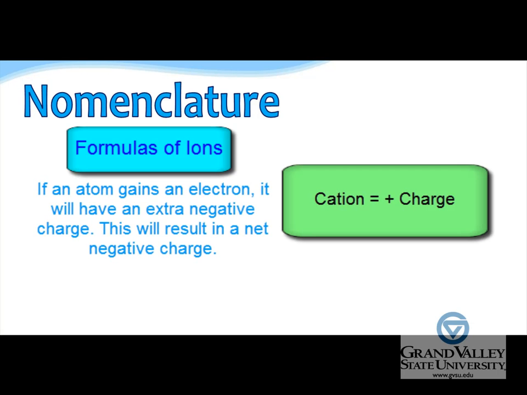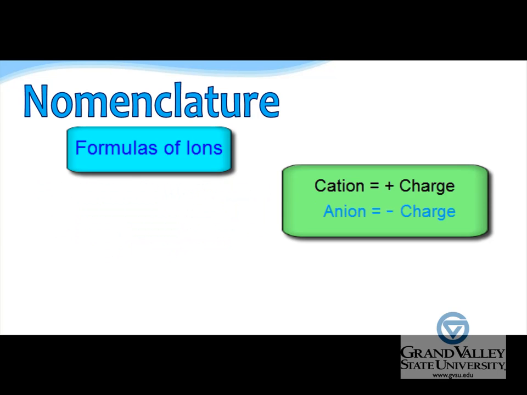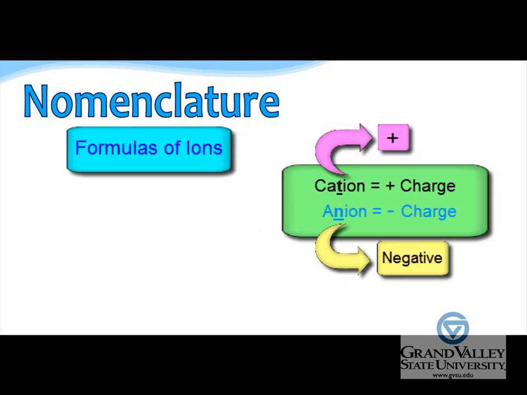If an atom gains an electron, it will have an extra negative charge. This will result in a net negative charge. A negatively charged ion is called an anion. A helpful way to remember the difference between an anion and a cation is to think of the N in the anion as negative and the T in the cation as a positive sign.